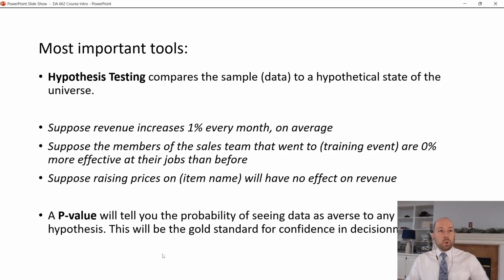So back to our most important tools, hypothesis testing. Compare the sample to a hypothetical state of the universe. If your sample gives you an estimate and a confidence interval that say there's a 95% chance this hypothesis is false, then you can reject that hypothesis with 95% confidence, essentially making a probabilistic decision. Notice that the decisions that we're making in this context are not always right or always wrong.